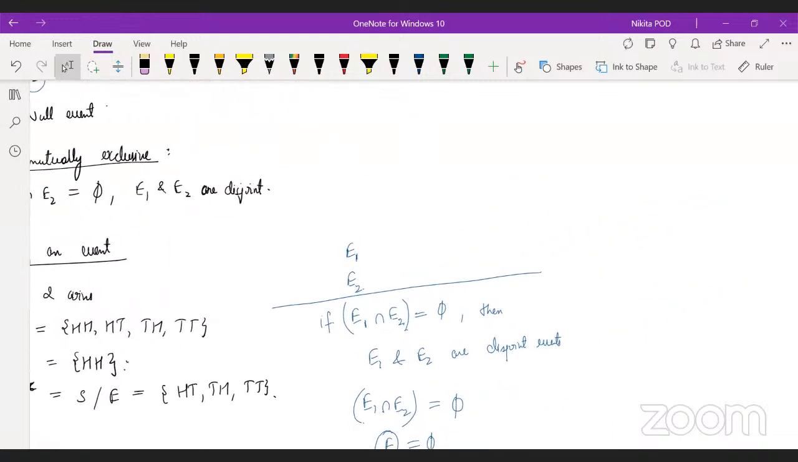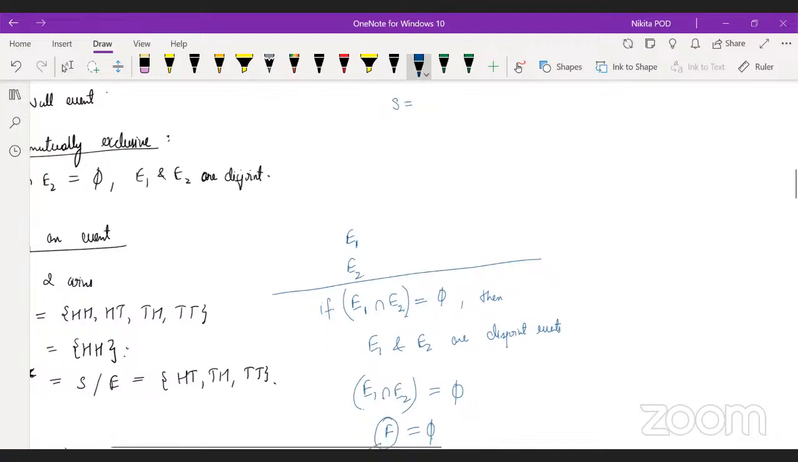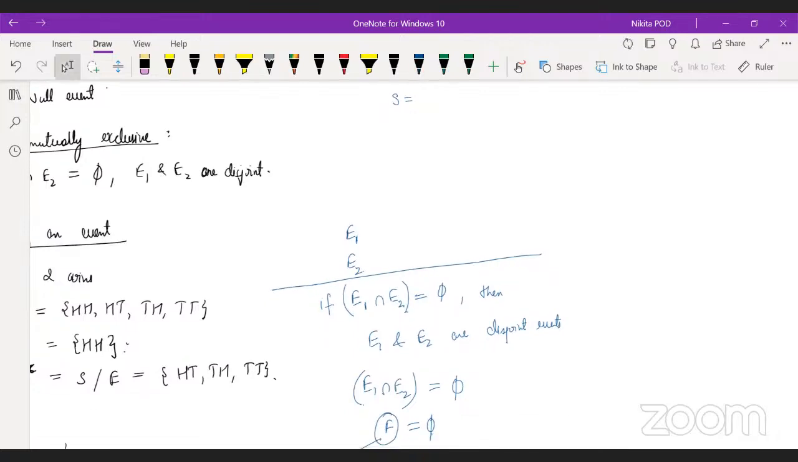For example, let's say you have a die. If you're rolling a die, I will write the probability of getting an even number or an odd number. But what is the probability of getting both an even number and an odd number? Nothing. That's a null event. It cannot happen.